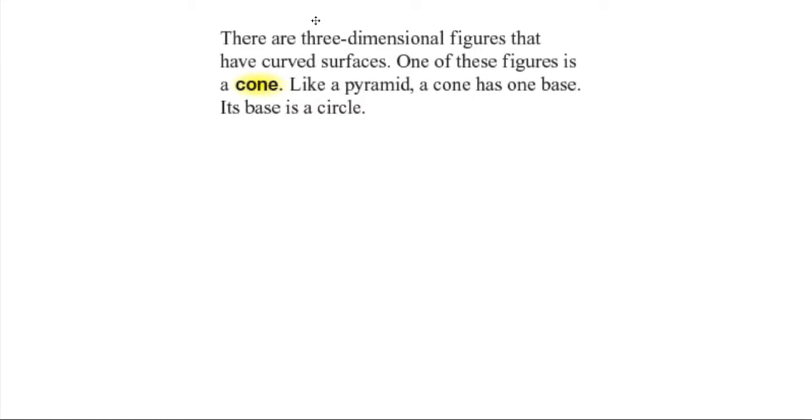or more definitions. There are three-dimensional figures that have curved surfaces. One of these figures is called a cone. Like a pyramid, a cone has only one base, and its base is nothing more than a circle. So this is how a cone looks like. A cone has one vertex, but no edges, and it only has one base.